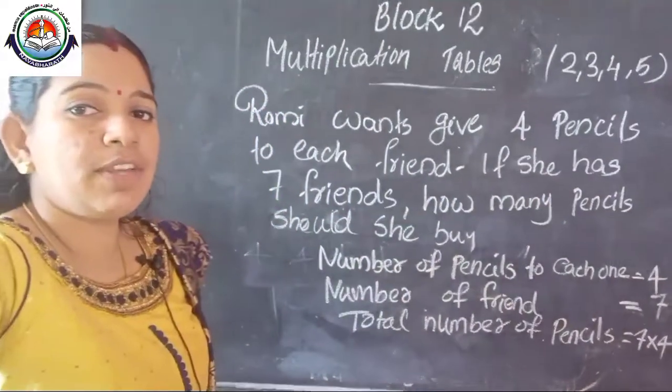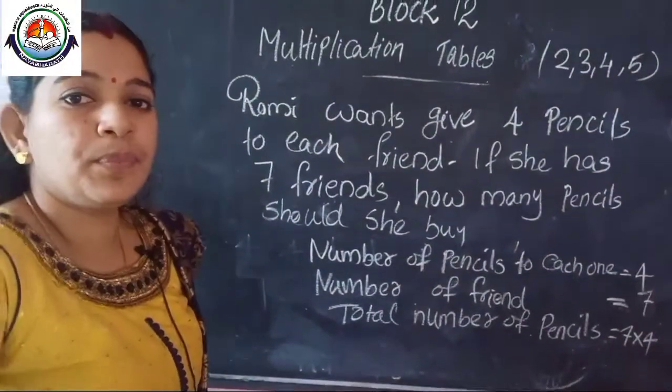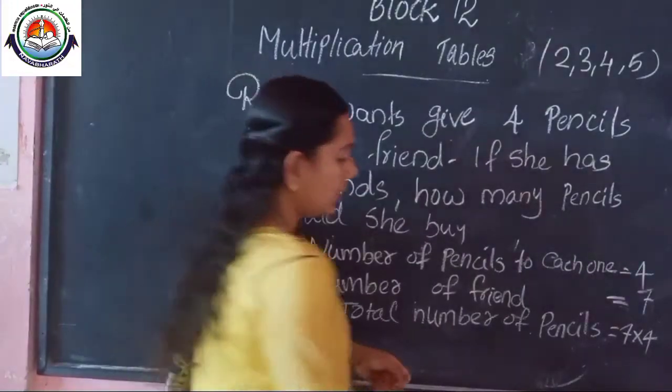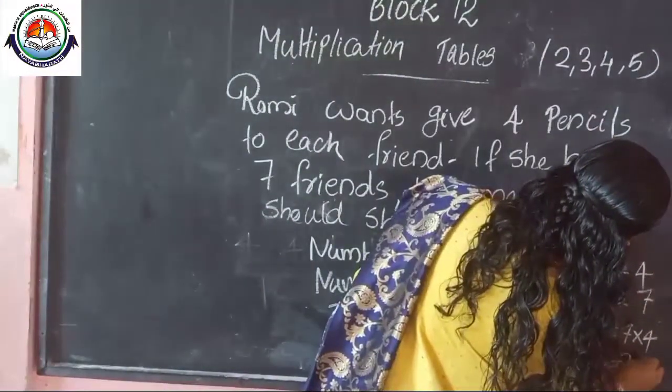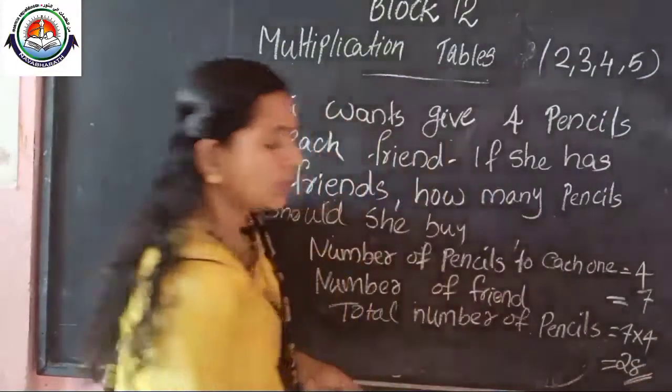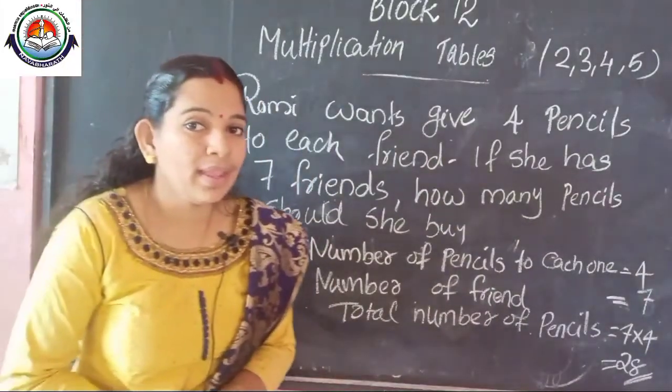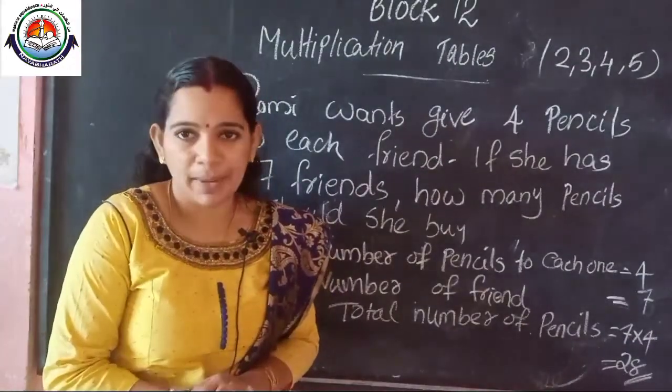So what is the value of 7 into 4? Yeah, 28. So how many pencils does she want to buy? 28 pencils she wants to buy.